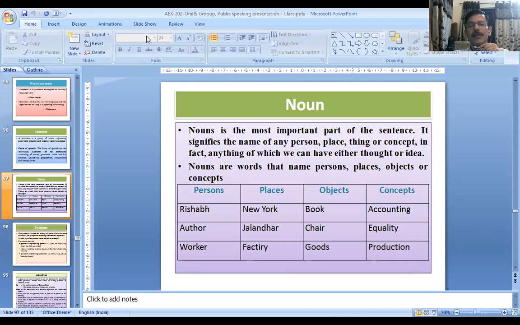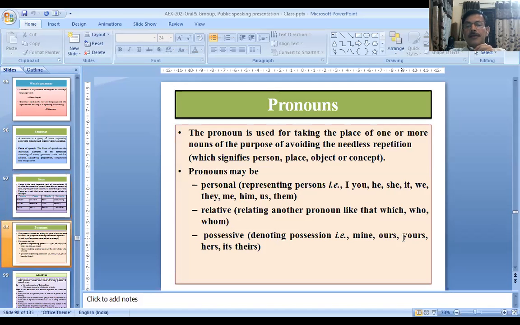You can see this table and the examples. For persons, any name, any person; he may be an individual, an author, a worker. Coming to places, the name of a place may be New York, Jalandhar, Dharwad, Hubli, any place. Objects: a book, laptop, chair, any goods. Concepts: it may be communication, accounting, equality, production, any concept. These are some of the common examples. The next part of speech is pronouns.